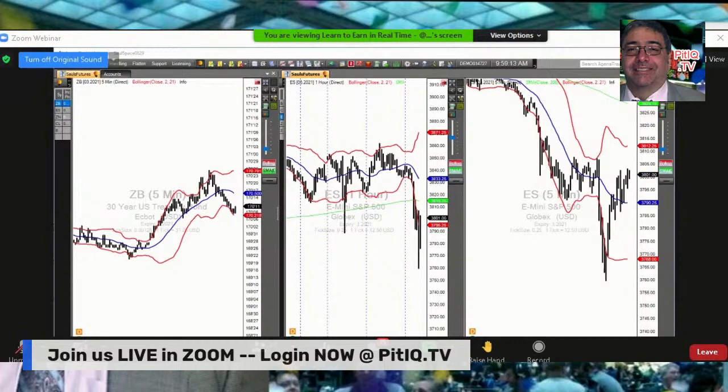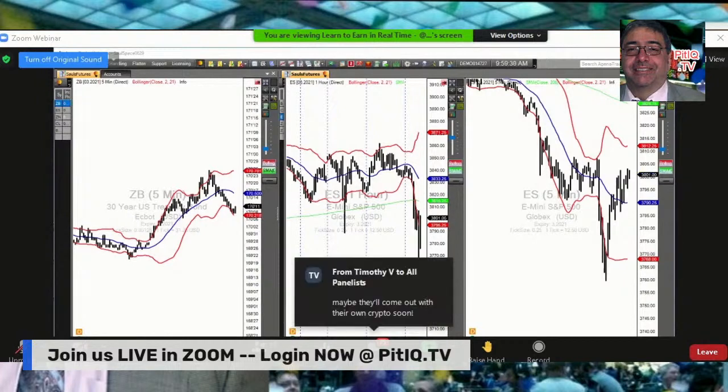And who knows? I mean, who knew? It didn't do anything for like 5 years. It traded in a very narrow range, and all of a sudden everybody wants the stock. Come on, it's crazy. It's what happens when you can go buy stocks for a dollar or two. Everybody wants to do it at the same time. Maybe they'll come out with their own crypto soon. Maybe.